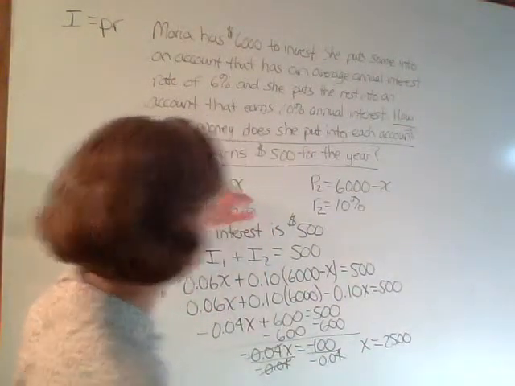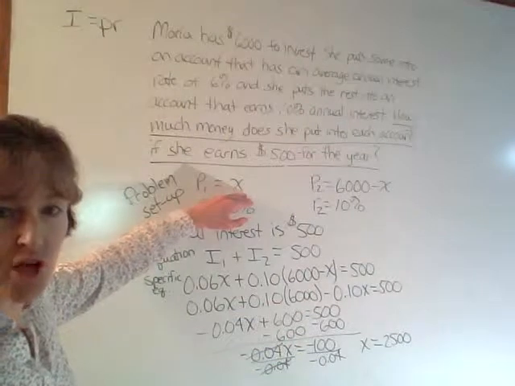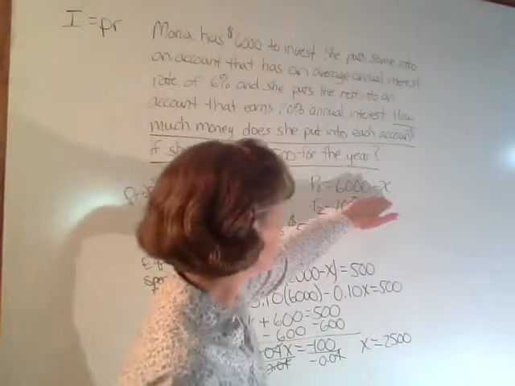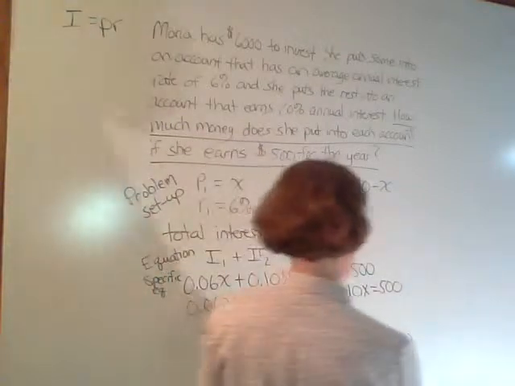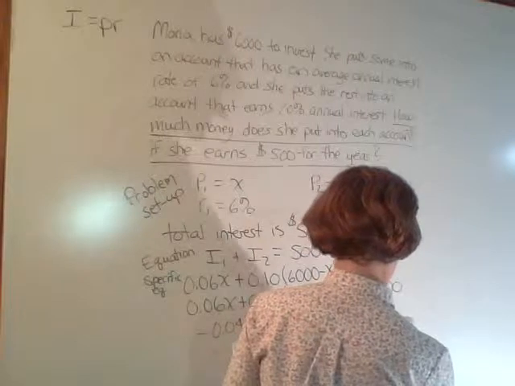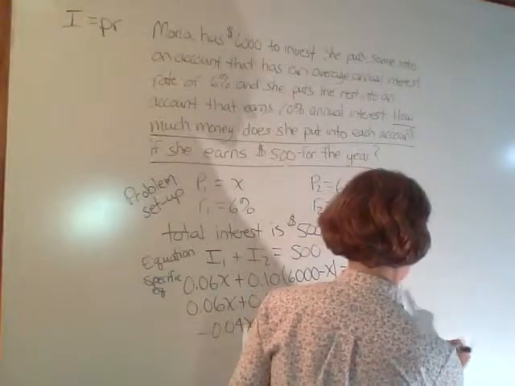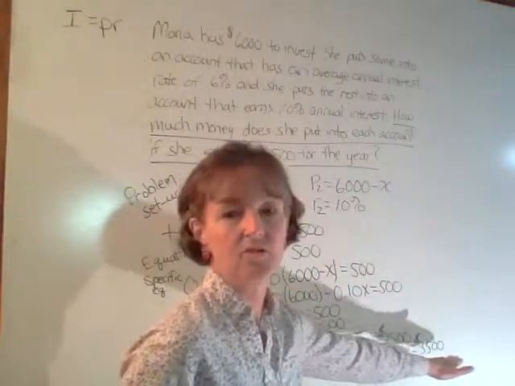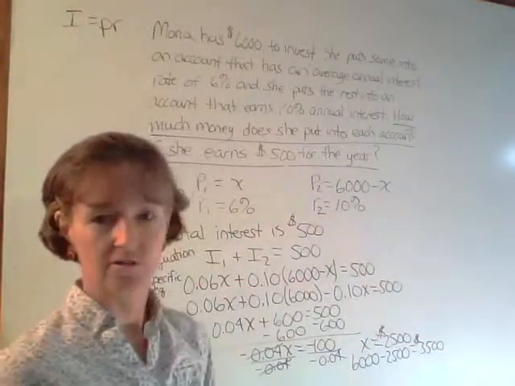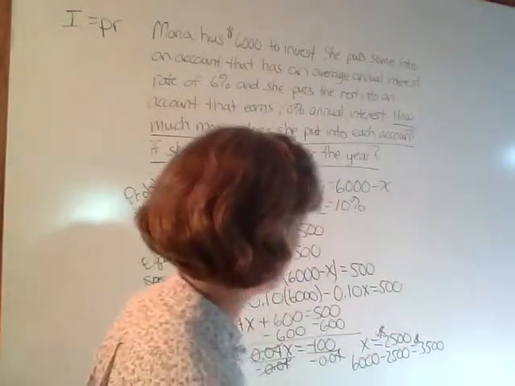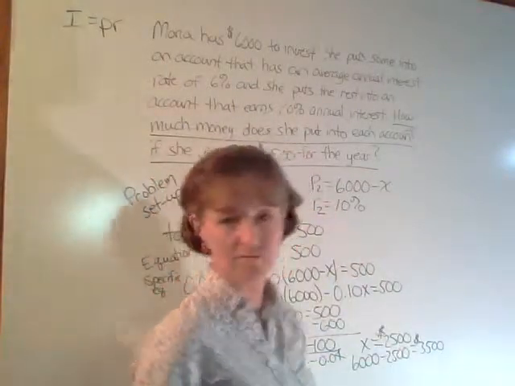That tells me that I have to put $2,500 in this account, in the 6% account, and then 6,000 minus 2,500, which is 3,500. This is the amount of money in the second account. So now I can answer both of those questions. P1 is $2,500, P2 is $3,500.